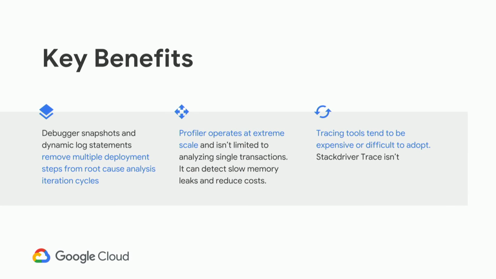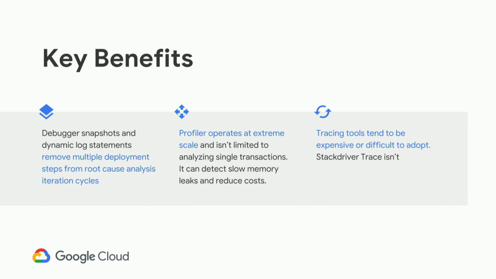Next, we have Profiler, which operates at extreme scale and isn't limited to analyzing single transactions. One of the biggest uses that we've seen from customers is both cost reduction and finding slow memory leaks. Because it operates over a long time, and because you can change the time filters by dragging your view through time, you can see if certain functions are consuming more and more memory, which would imply that there's a leak there. We have a number of new features coming to Profiler throughout the rest of the year, and we're really excited to see where it goes.